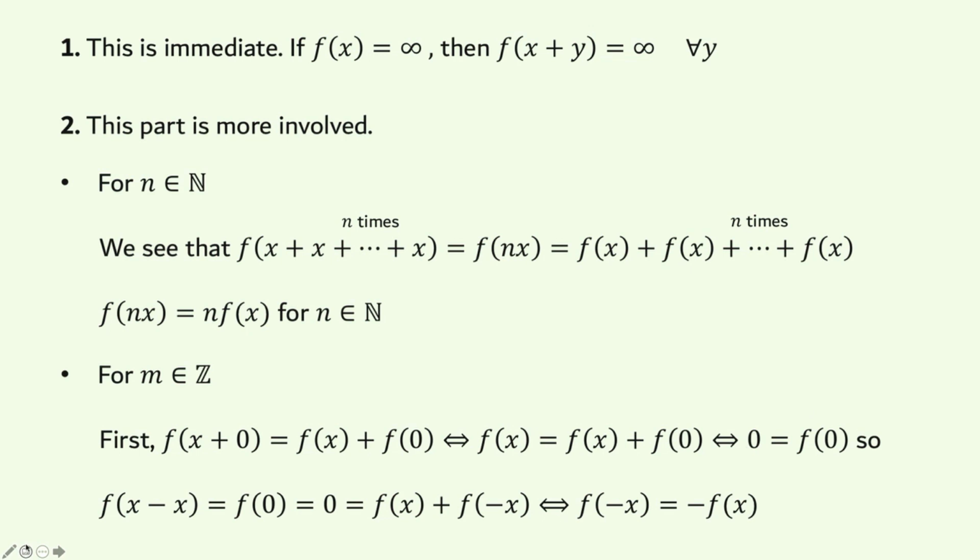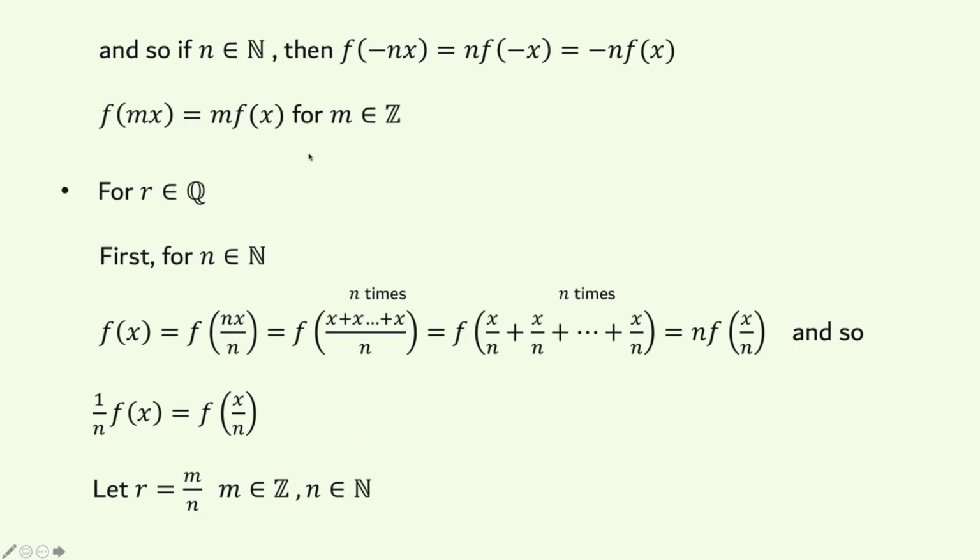And using this, we can then consider f of x minus x. x minus x is 0, so f of x minus x is f of 0, and we just showed that this is equal to 0. However, again using the additive property of f, we can distribute f on this, and it is equal to f of x plus f of minus x. And so putting f of x on the other side, we have that f of minus x equals minus f of x. And this actually also shows that f is an odd function.